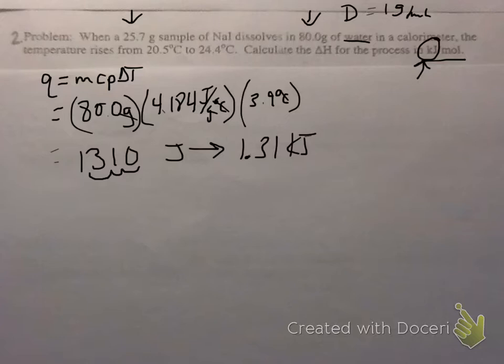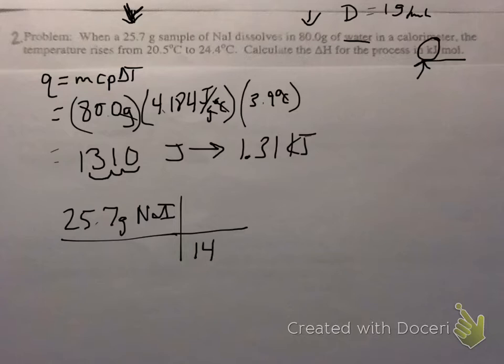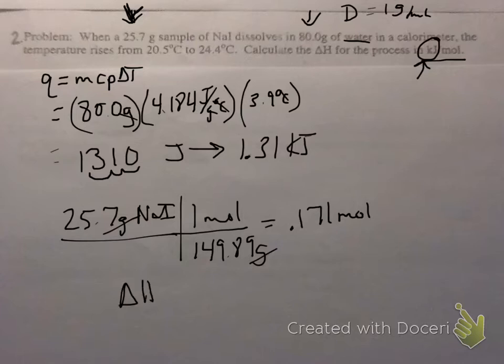Now, we need to deal with the moles part. So, that's where we're going to use this other mass. And it's usually kilojoules per mole of what's making the water change temperature. And the sodium iodide is what's making it change temperature with its heat of solution. So, we're going to take our 25.7 grams of sodium iodide, and we are going to just convert it to moles. The molar mass of sodium iodide is 149.89 grams in 1 mole. And so our moles are 0.171 moles.